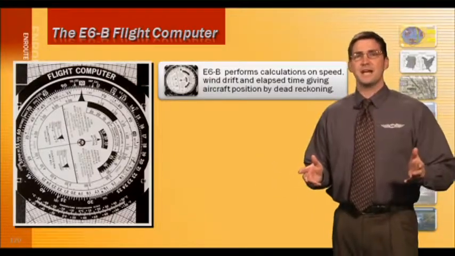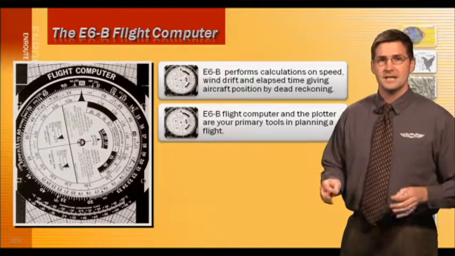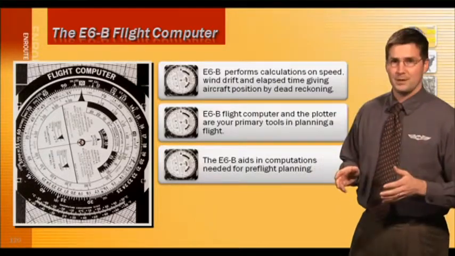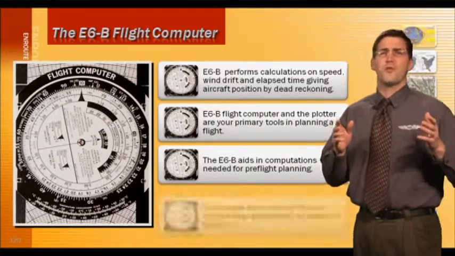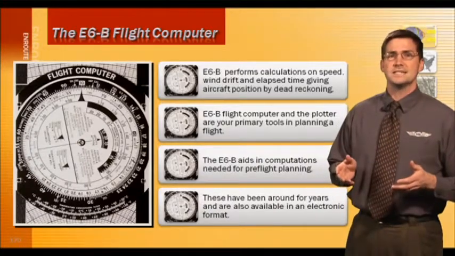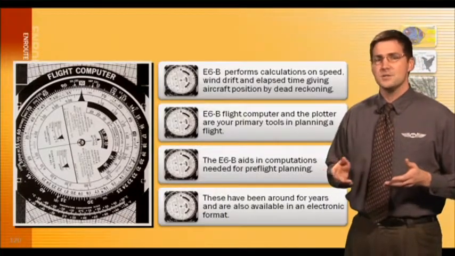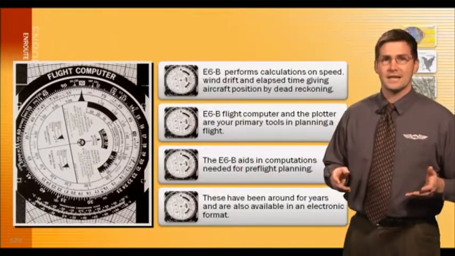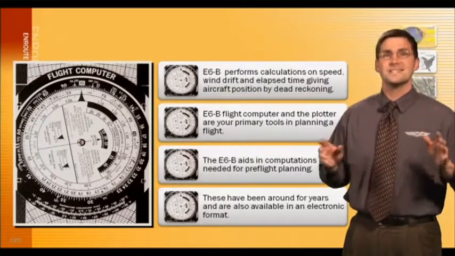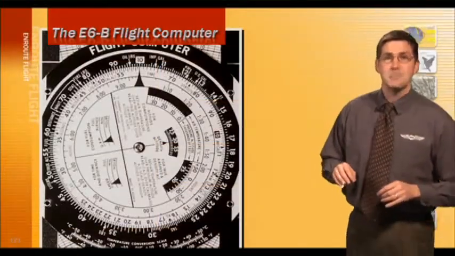The E6B flight computer and the plotter are your primary tools in planning a flight. Now, the E6B aids in computations needed for pre-flight planning. Now, these have been around for years, and they're also available in electronic format. When you use the E6B during flight to compute speed, wind, and estimate times, you are navigating by dead reckoning. Now, the FAA wants you to become familiar with this flight computer for a very simple reason. It doesn't need batteries, and it can be used anytime during a flight.